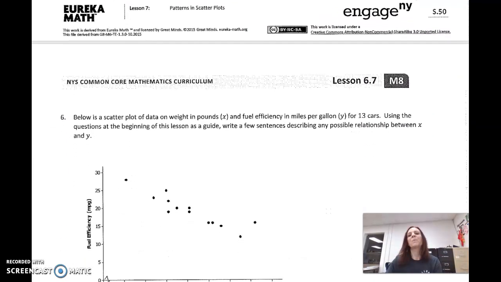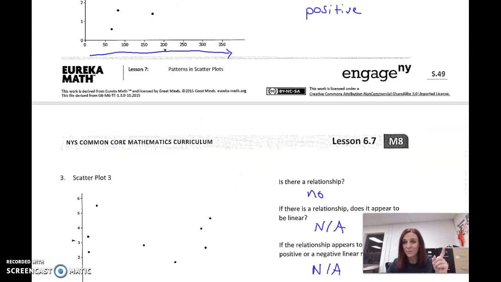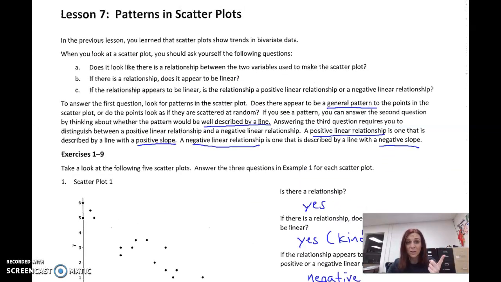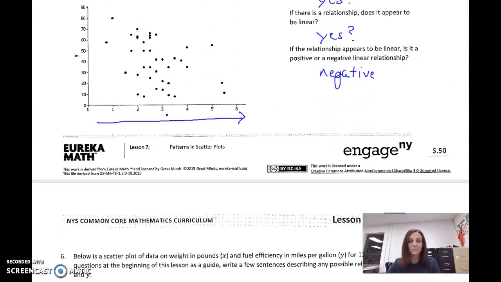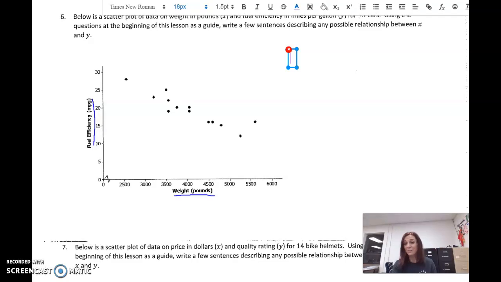It says, below is a scatter plot on weight in pounds and fuel efficiency. Okay, we've kind of done this before, right? For 13 cars. Using the questions at the beginning of the lesson as a guide. Okay, so let's go back up to our questions here. Does it look like there's a relationship? If there's a relationship, does it appear to be linear? And if it is linear, is it positive or negative? Okay. Write a few sentences describing any possible relationship between X and Y. And to make your life easier, I am going to type so you don't have to read my handwriting.